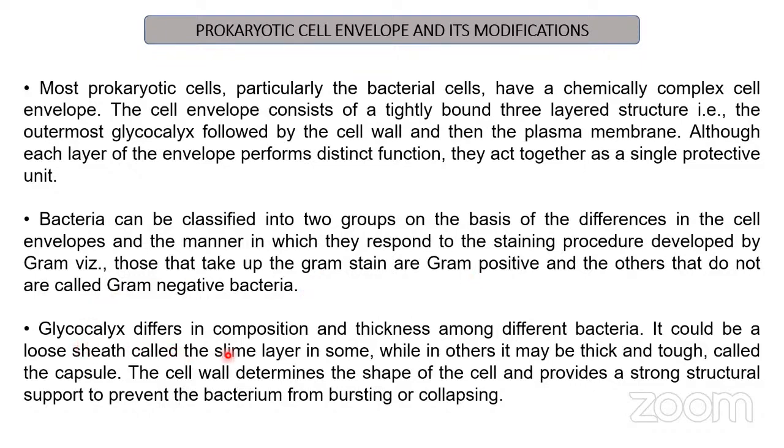The glycocalyx differs in composition and thickness among different bacteria, and it could be a loose sheath or slime-like in some, while it may be thick and tough, which is called the capsule, in some other organisms. And the cell wall determines the shape of the cell and provides strong structural support to the bacteria from bursting or collapsing.